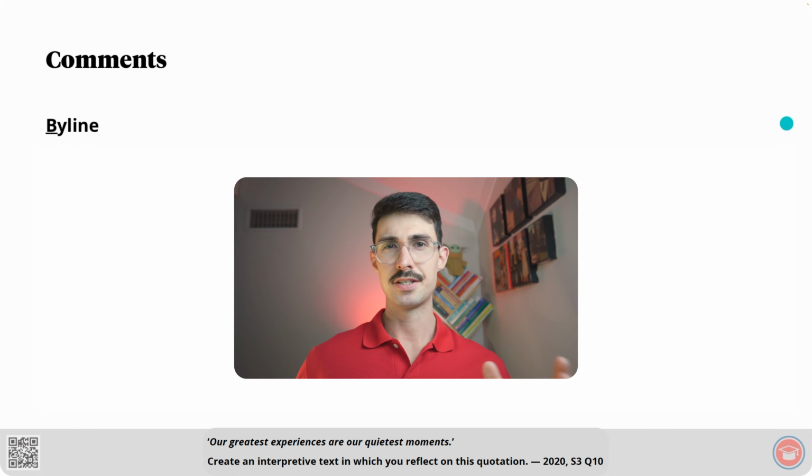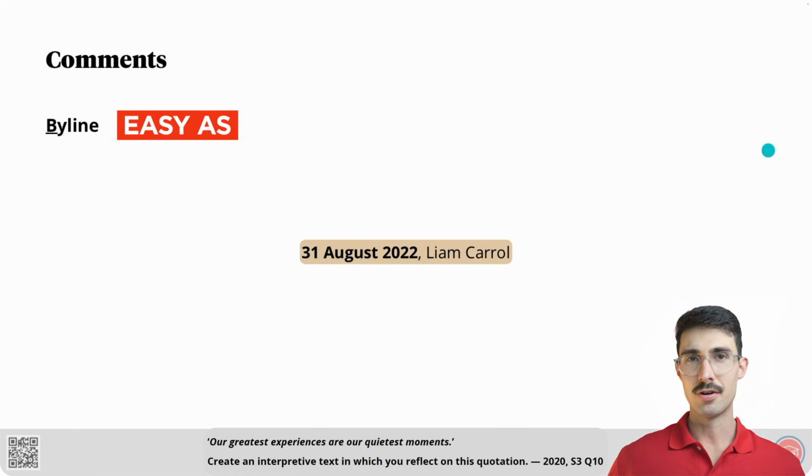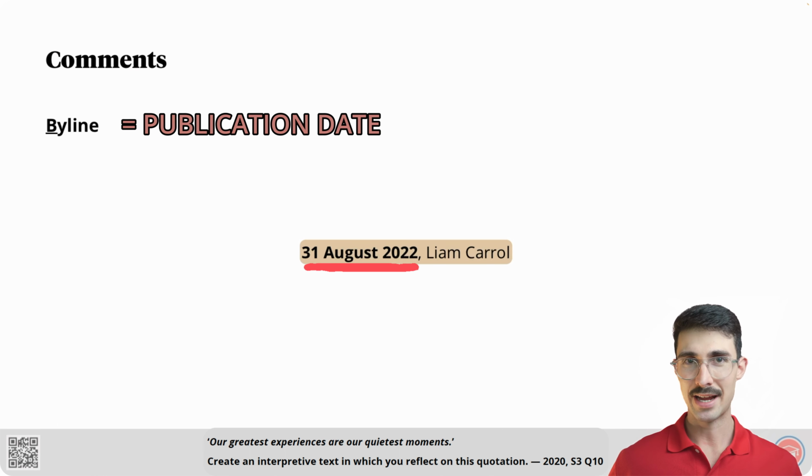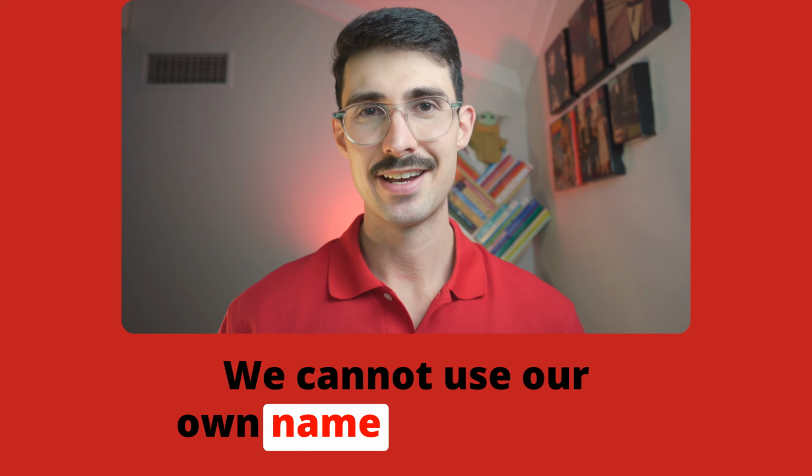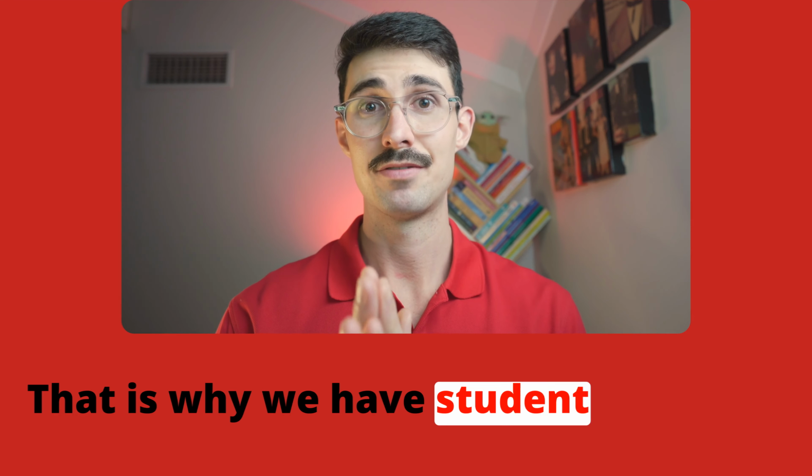The next element is the byline. You literally can't go wrong here. All you do is mention the publication date and the author's name, which is a pseudonym. We cannot use our own name in the exam. That is why we have student numbers.